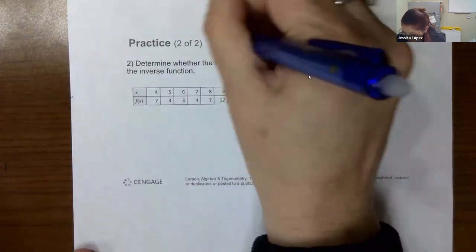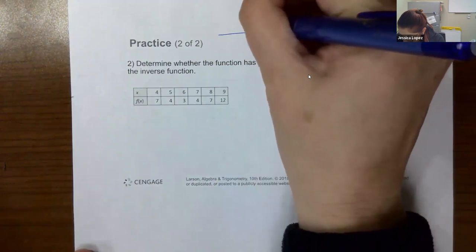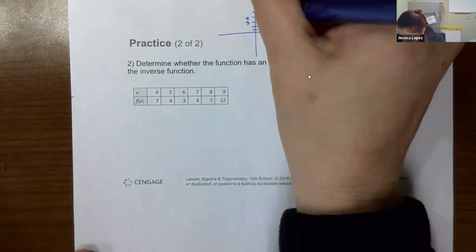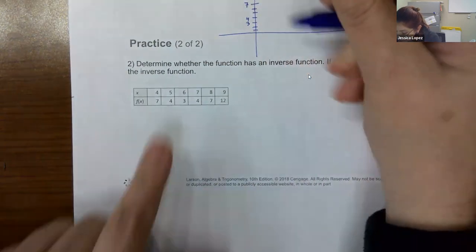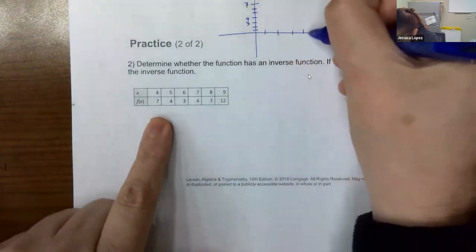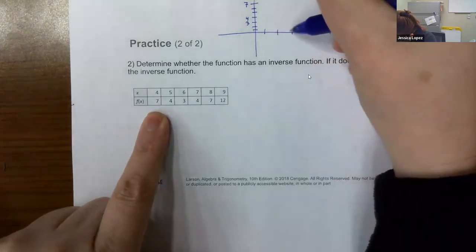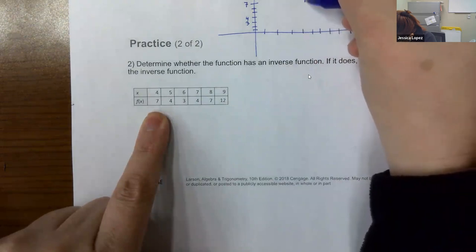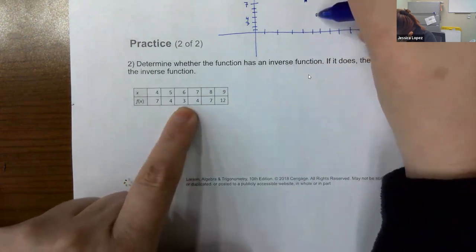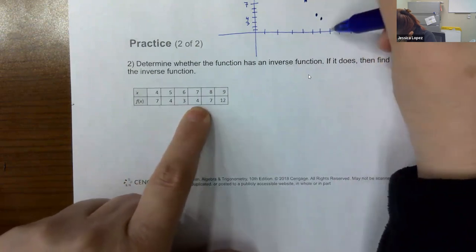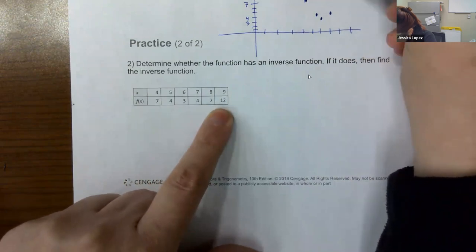If I were to graph these, you have 1, 2, 3, 4, 5, 6, 7, 8, 9, 10, 11, 12, okay? So 1, 2, 3, 4, 5, 6, 7, 8, 9. So you have 4, 1, 2, 3, 4, and 7. You have 5 and 4. You have 6 and 3. You have 7 and 4. And then you have 8 and 7. And then you have 9 and 12.